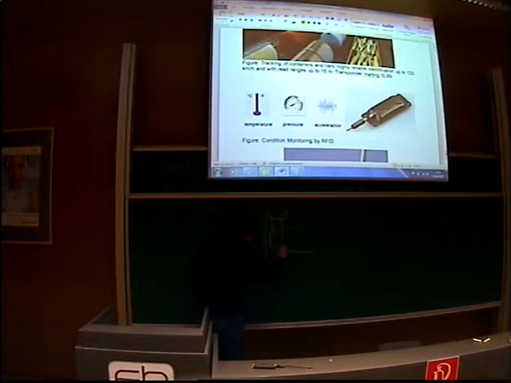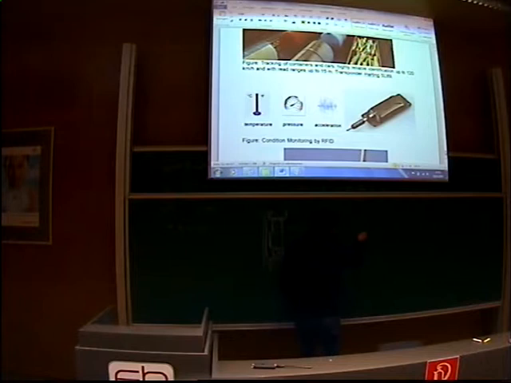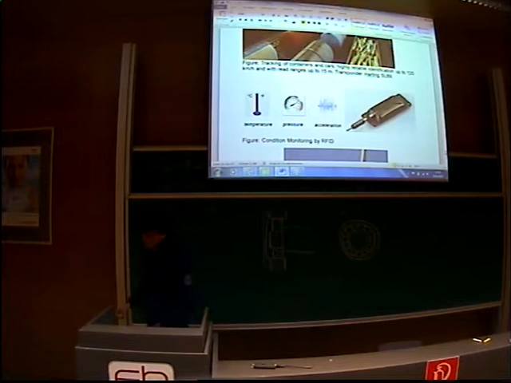How does it work? We have an inner ring. We have an outer ring. And we have some balls in between.